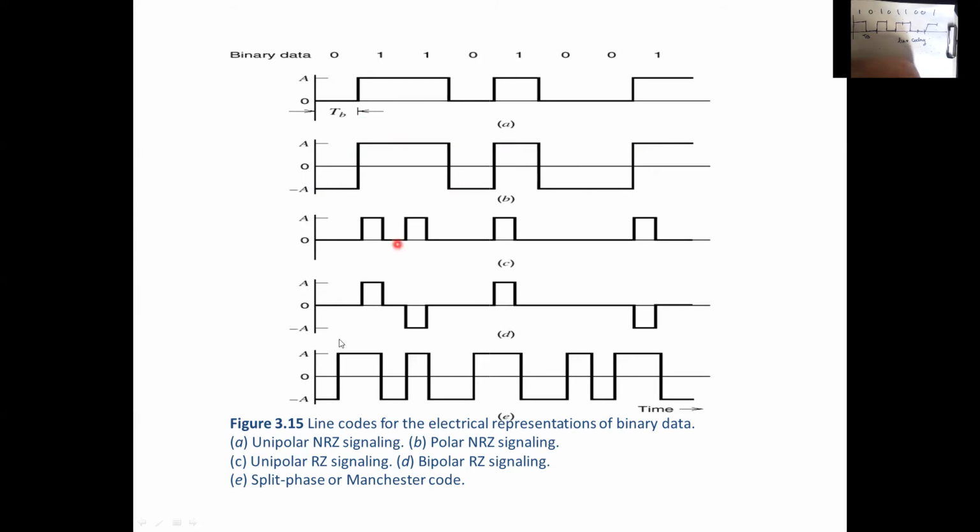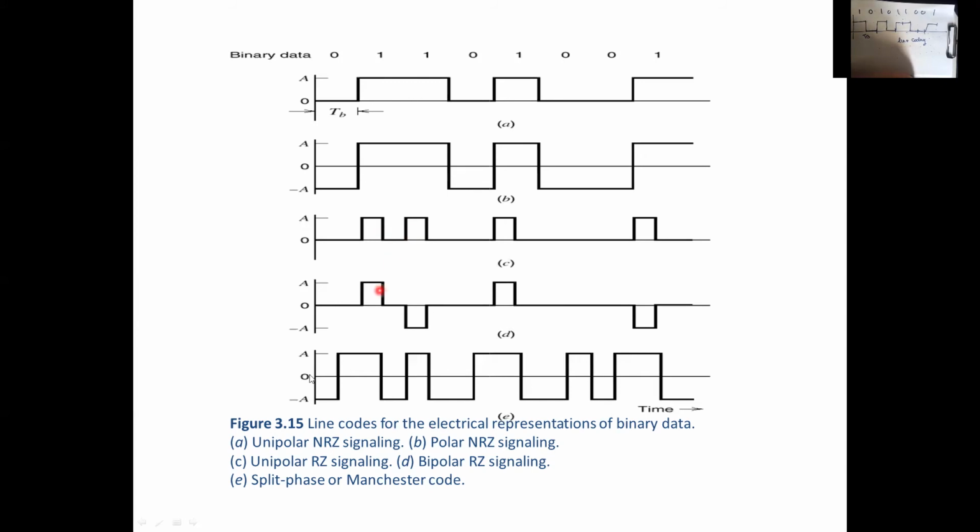The third one is unipolar return to zero. This is very interesting, because if you compare number 1 with number 3, the 0 bit is the same: 0 is represented totally by 0. However, the 1 is represented by 50% 1 and 50% 0. So you decrease the duration of the 1 representation. So it's 50% 1 and 50% 0.